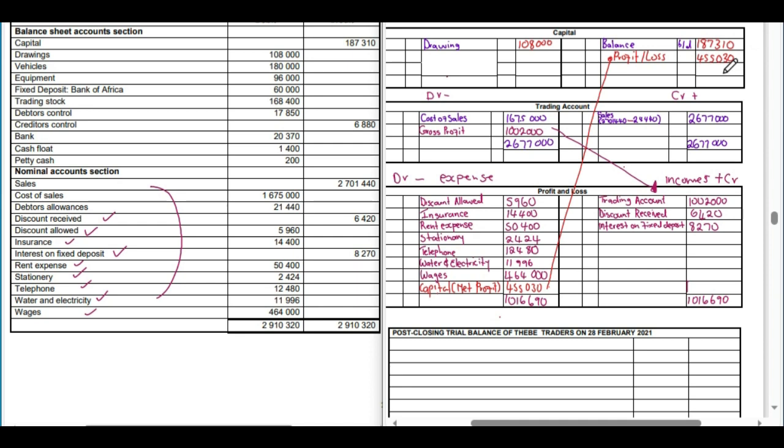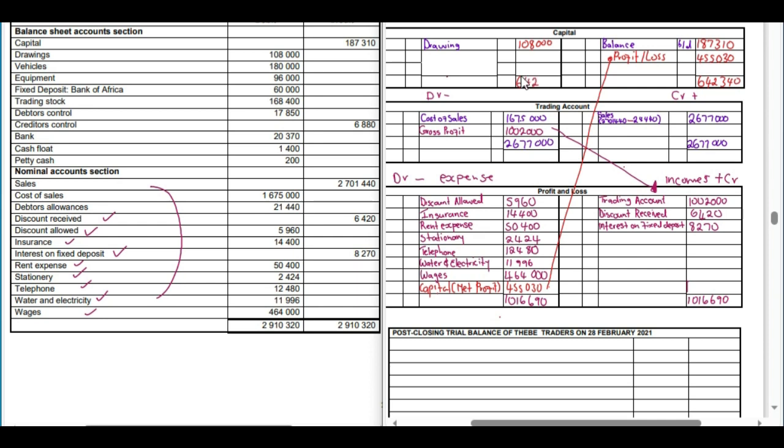Now we can balance our capital account, and we'll start looking at the bigger side. The bigger side is our credit side, whereby we're going to say 455,030 plus 187,310 equals 642,340. So guys, we have profit and loss because this is an owner's equity. As we spoke before, all owner's equities will show profit or loss. And what you did on your right must be made on your left.